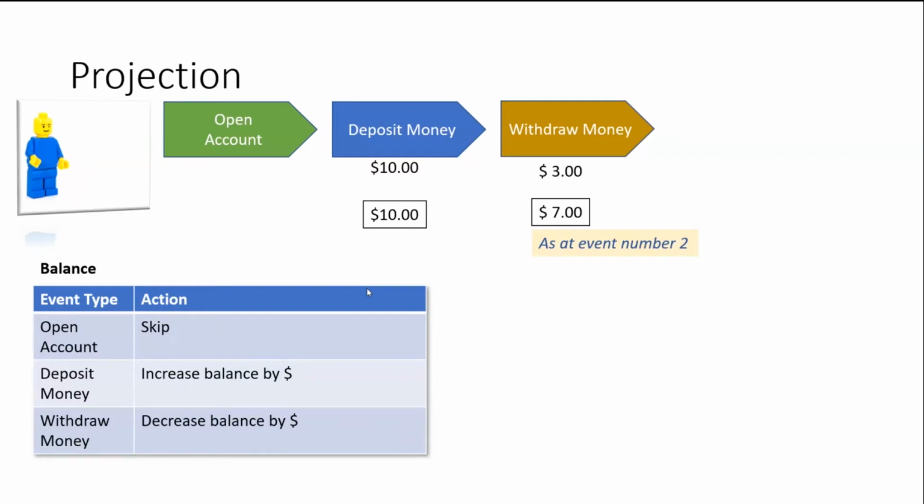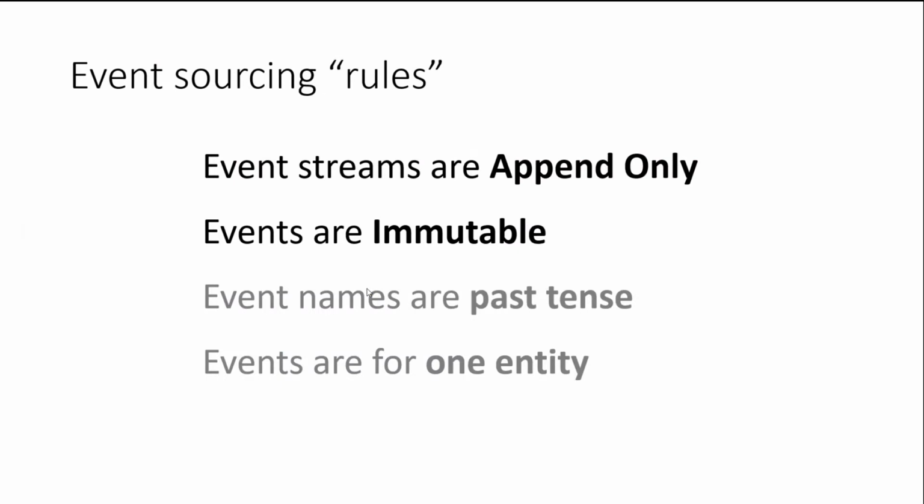I'll just give you a couple of rules that make event sourcing a lot easier to do. So the first hard and fast rule is that event streams are append only. So you can only add an event to the end of an event stream. There's no deleting and editing of the event stream. And the events themselves are immutable. So once you've written the properties of an event to the event stream, you can't change those properties. So those are the absolute hard and fast rules.